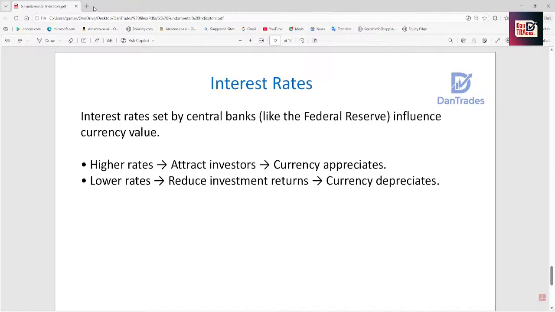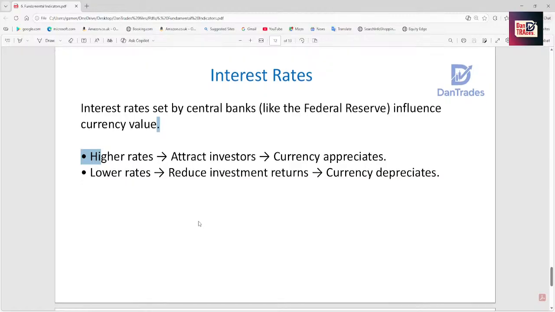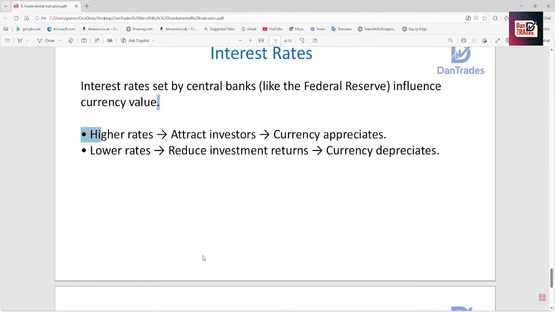When interest rates increase, we understand it that the central bank has given commercial banks the chance to take large chunks of money from them so that they can loan it to investors. So high interest rate is going to attract more investors because now the central bank can loan big amounts of money to the commercial banks. So high interest rates attract investors and the currency appreciates, and low interest rates reduce investment returns, and what happens? The opposite, which is currency depreciation.